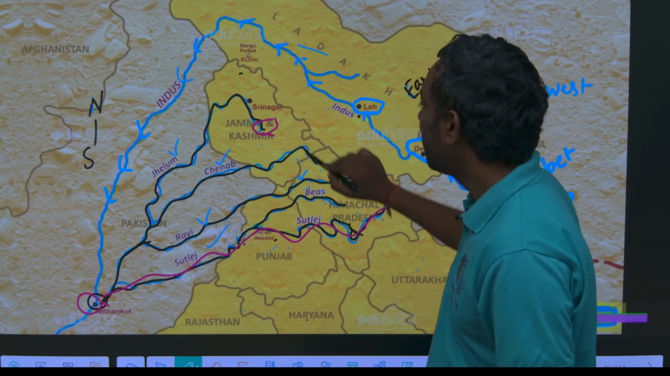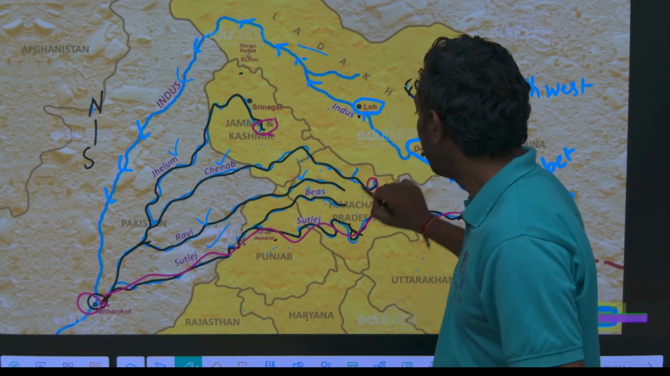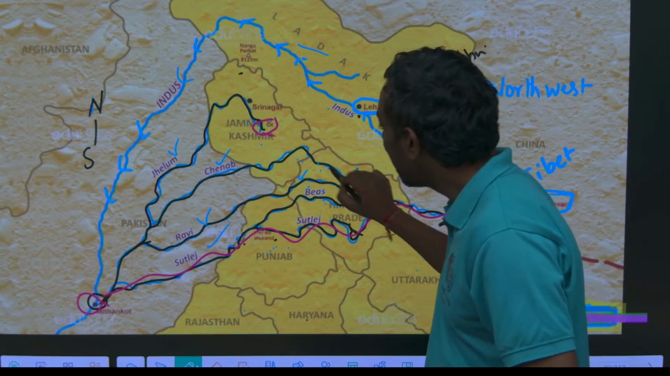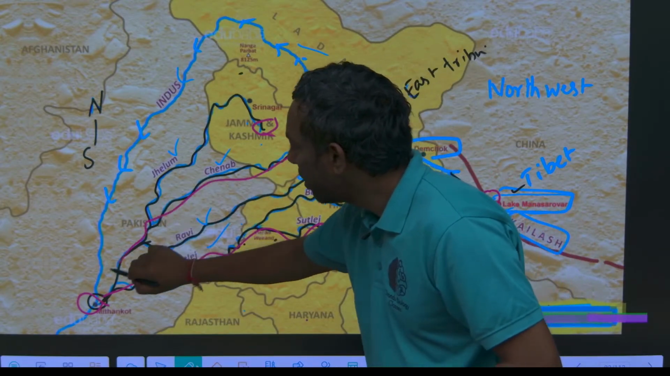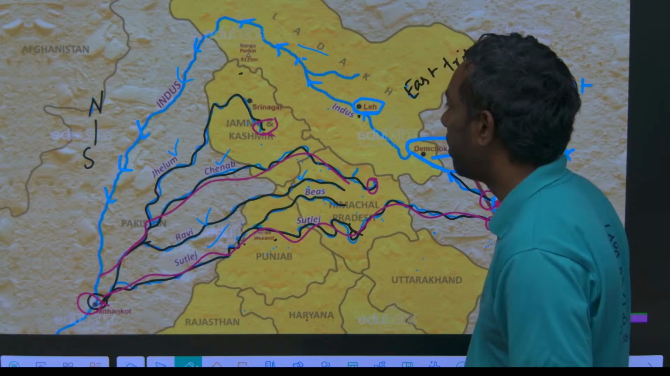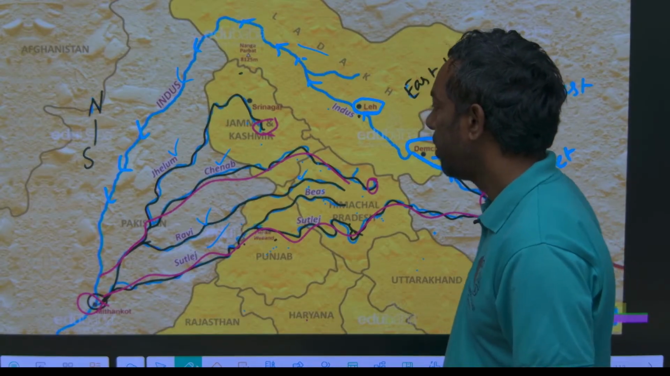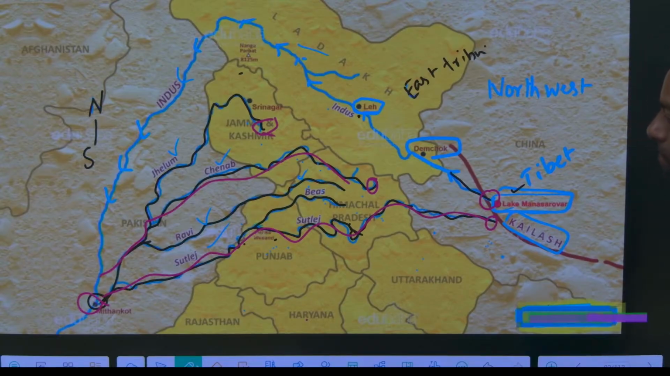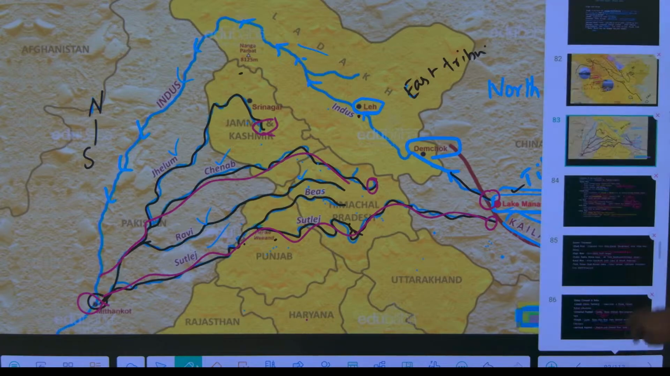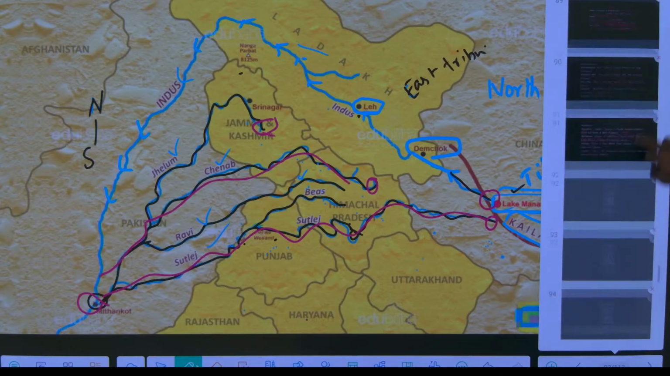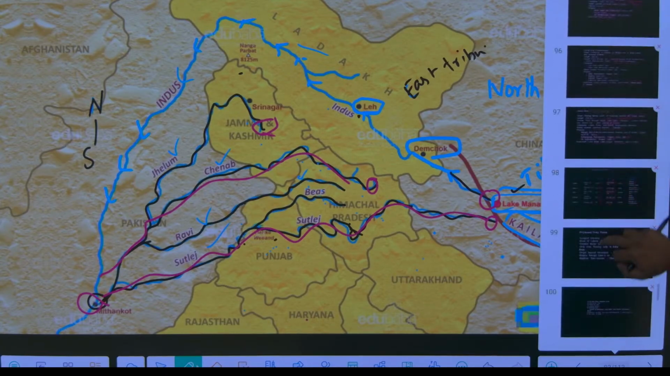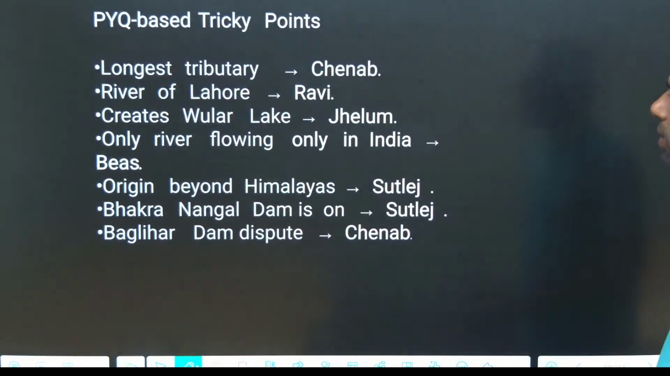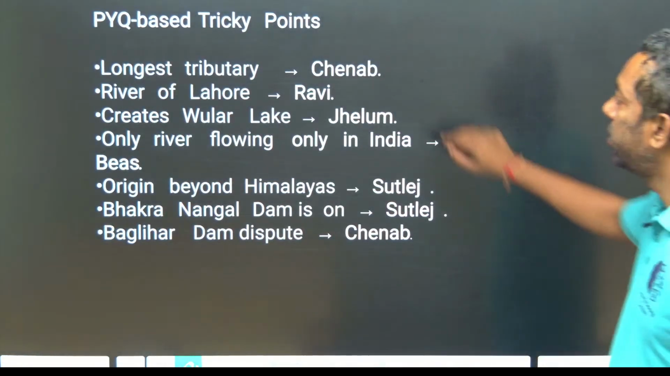But look here, this is Chenab, which meets nearby, here only. We will look into that. The longest tributary is Chenab.